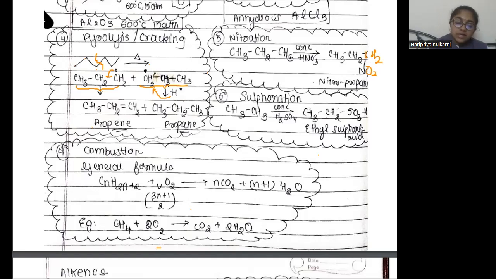Now coming to sulfonation, related with sulfur, sulfuric acid, right? So in the presence of concentrated H2SO4, we'll get the same. In the above reaction, we added NO2. Here we'll add SO3H, which is a functional group, the sulfonic acid group. Now coming to the seventh one, which is combustion. The general formula of combustion of alkanes is CnH2n+2 plus the coefficient of the oxygen molecule, (3n+1)/2, giving nCO2 plus (n+1)H2O. For example, combustion of methane: CH4 plus 2O2 giving CO2 plus 2H2O.